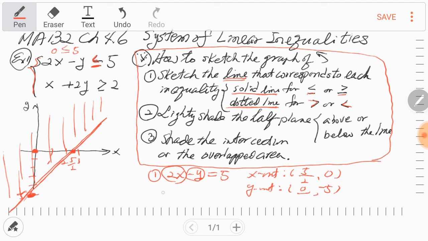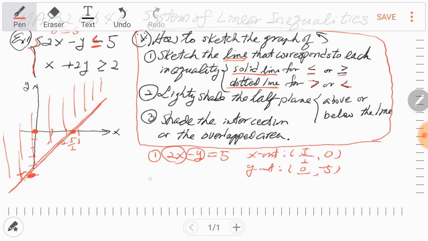Okay, now the second inequality. The second inequality is x plus 2y is greater than or equal to 2. So let's find the x-intercept. Set the y value to 0, then x equals 2. Let's just make it an equation so that we can find the x-intercept and y-intercept. So y equals 0, then x equals 2.